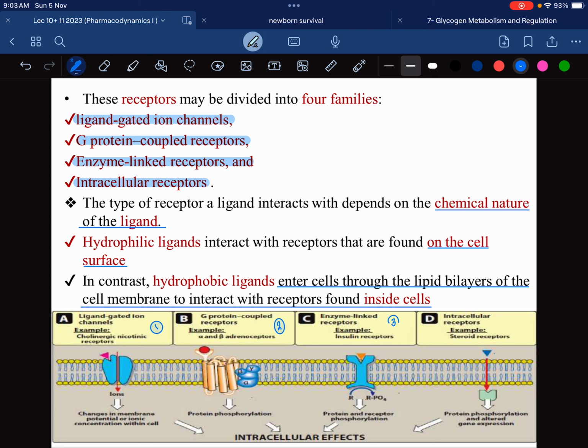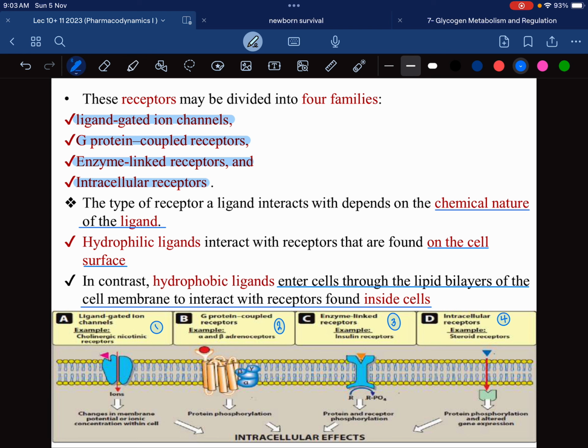This is the cholinergic nicotinic receptor, the receptor that binds to acetylcholine. But the alpha and beta adrenergic receptors are the receptors that bind to adrenaline and noradrenaline. An example of an enzyme linked receptor is the insulin receptor.